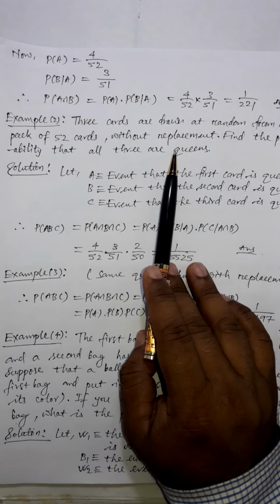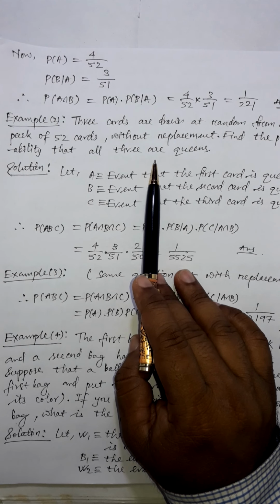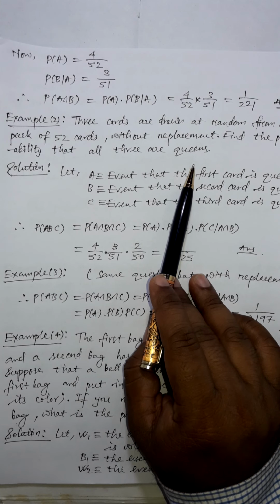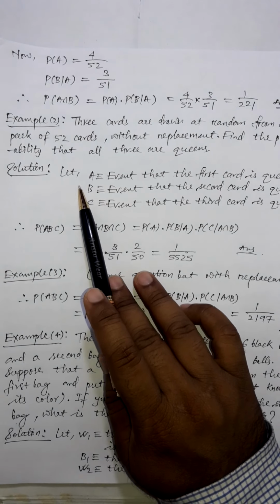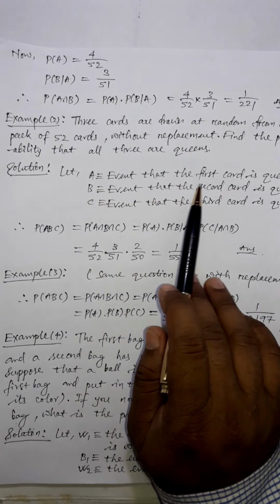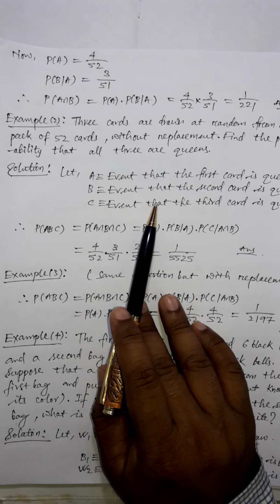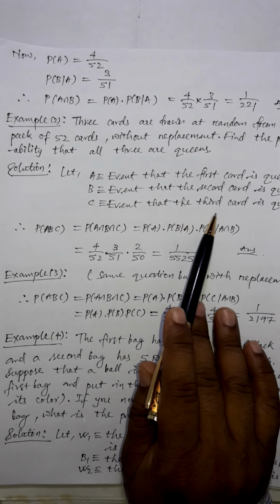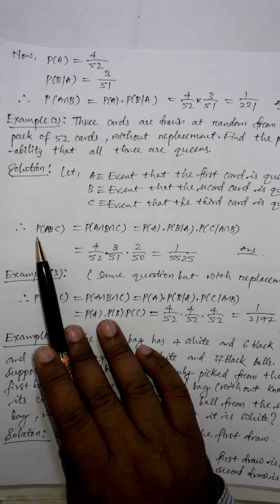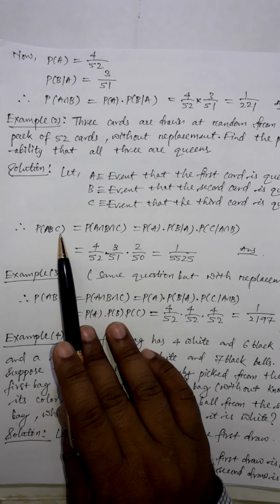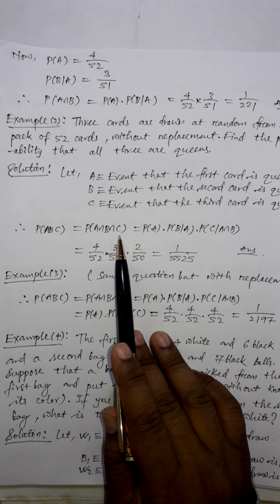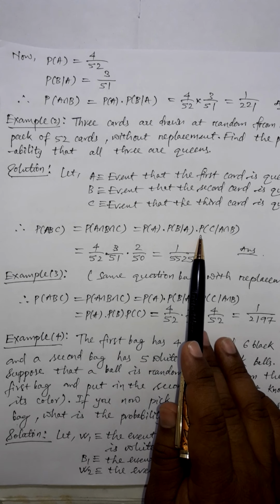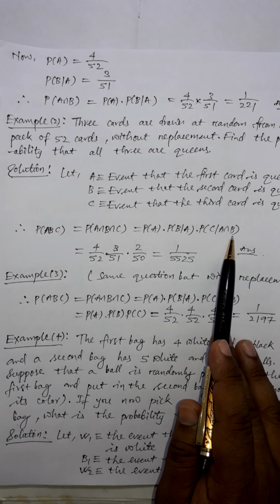So, the question is to find the probability that all the 3 draws will result in a queen. That means 3 queens will be found in 3 draws. So, let's take 3 events for that. Let A be the event that the first draw is a queen, B be the event that the second card is a queen, and C be the event that the third card is also a queen. So our requirement is the probability of A intersection B intersection C, which by the multiplication rule is probability of A multiplied with probability of B upon A multiplied with probability of C upon A intersection B.